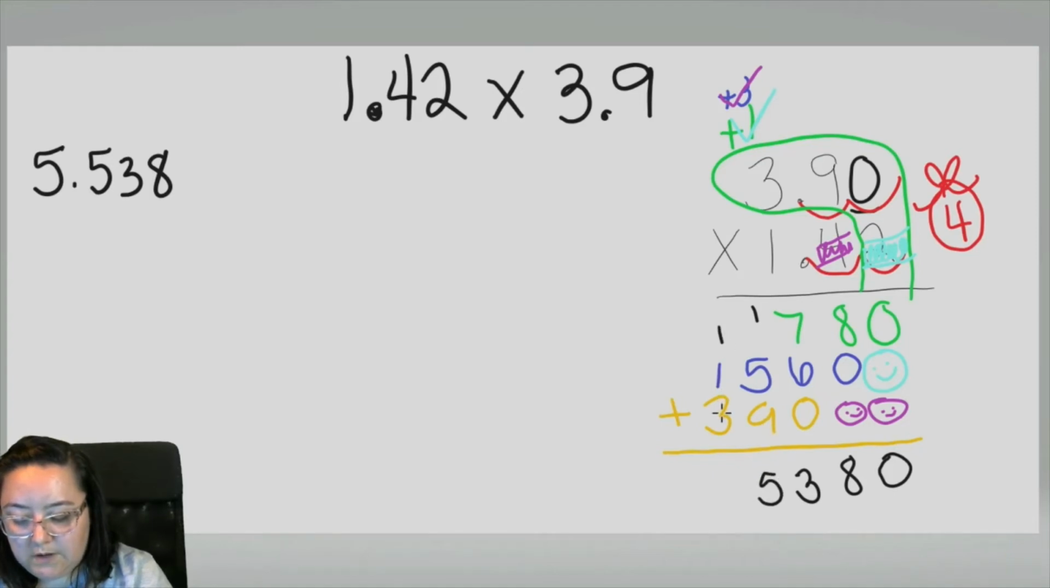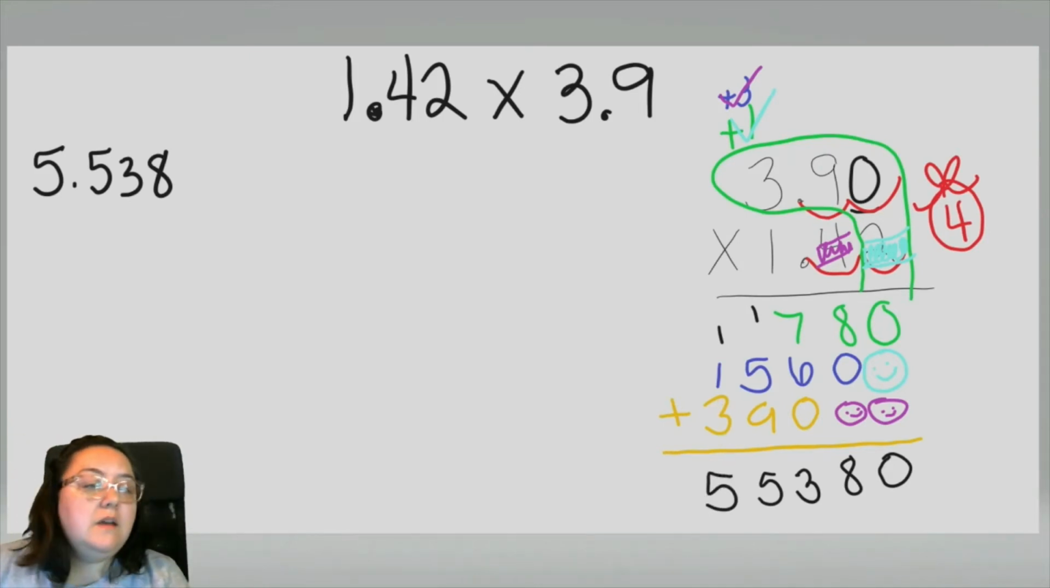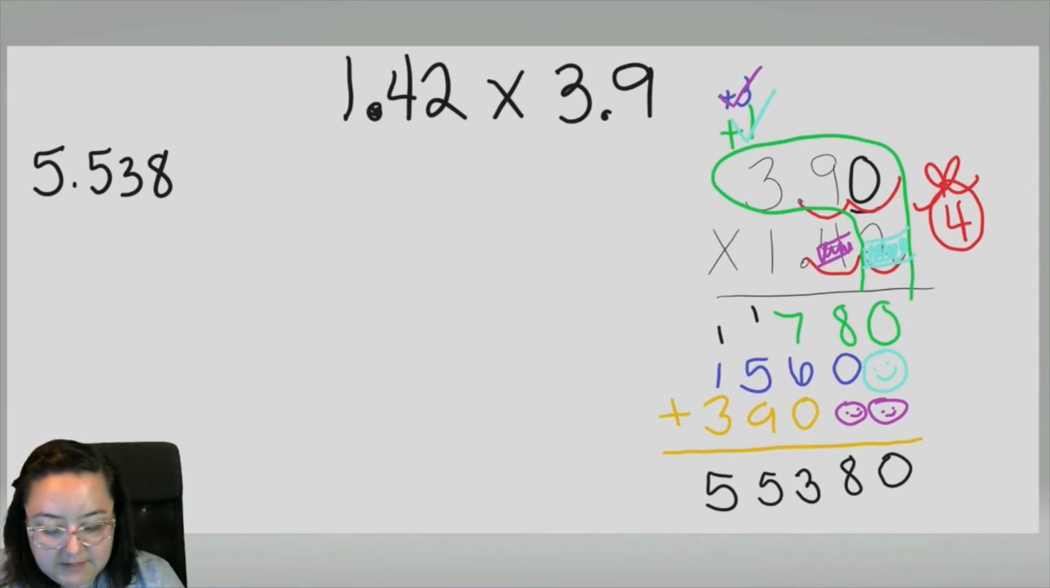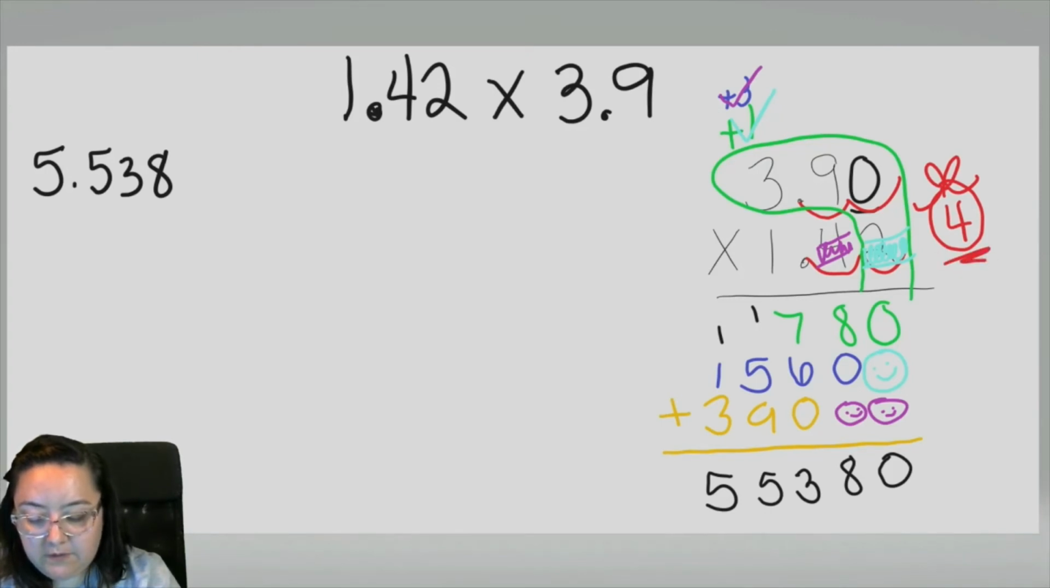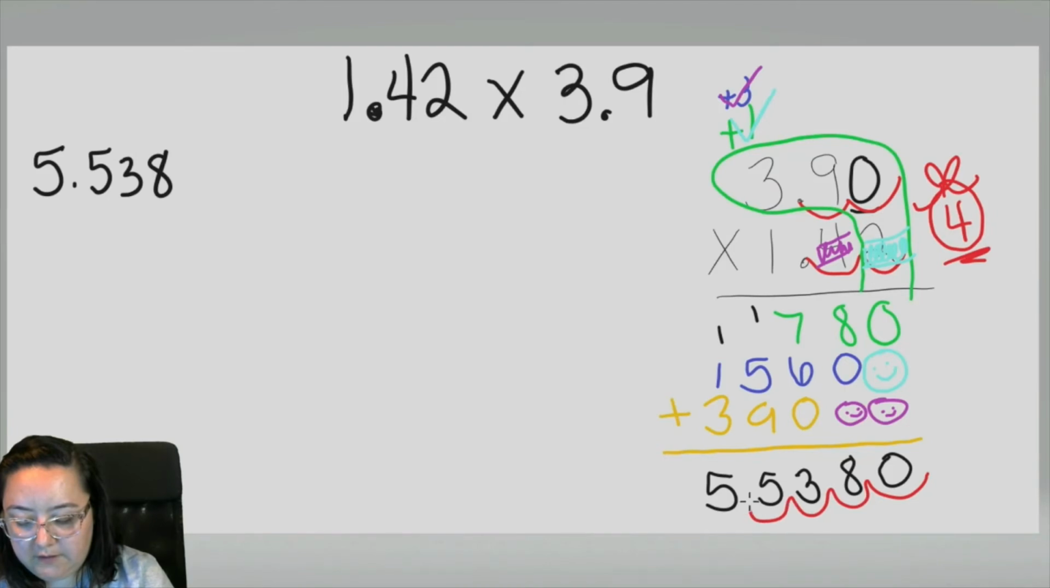1 plus 1 plus 3 is 5. Again, we're not done because our product has to have 4 decimal places in it. So we have to kick that decimal in 4 times. 1, 2, 3, 4.